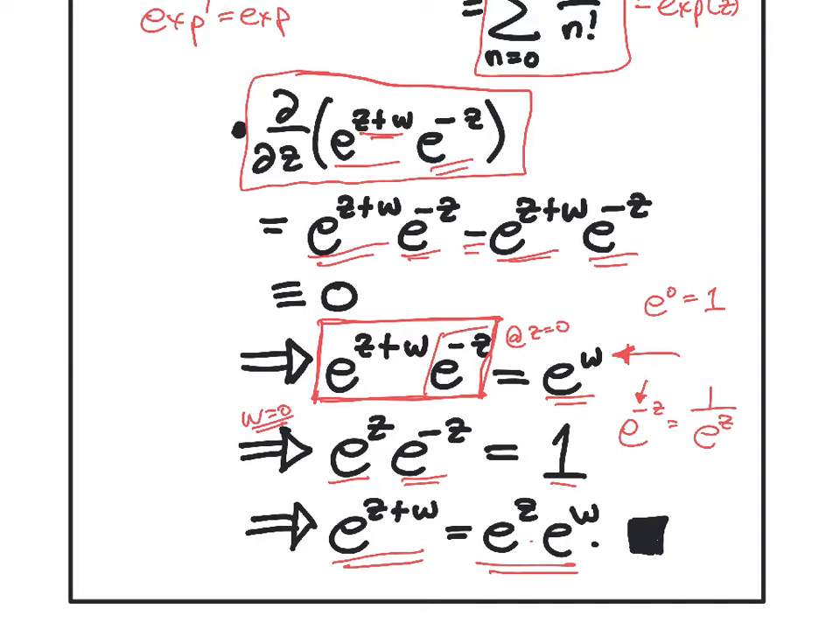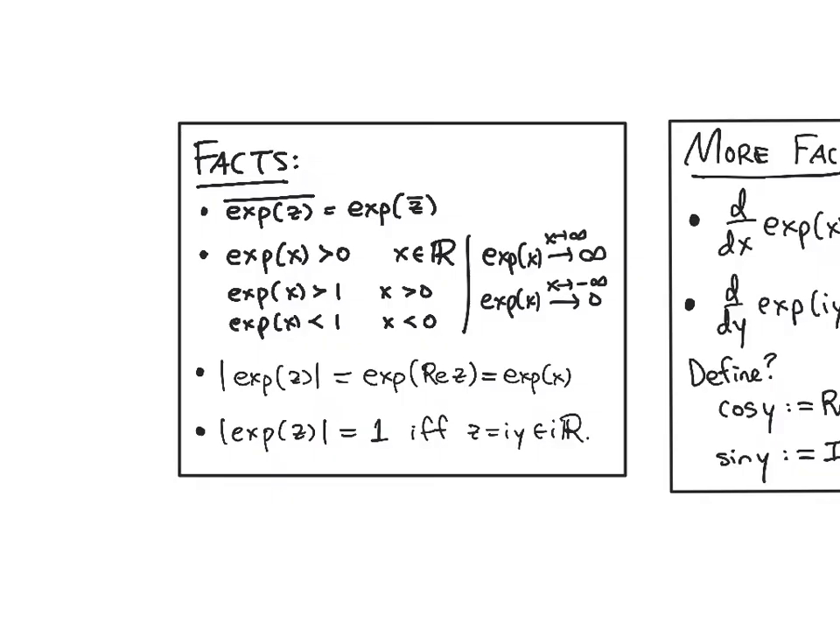Now let's look at a bunch of other important facts related to the exponential function. Here are a bunch of straightforward facts that come from the power series definition and the additive property of the exponential that we just proved. So the first thing is that the conjugate of the exponential of z is the exponential of the conjugate.